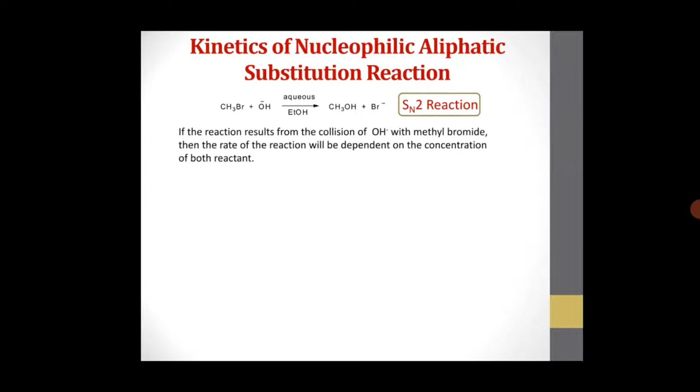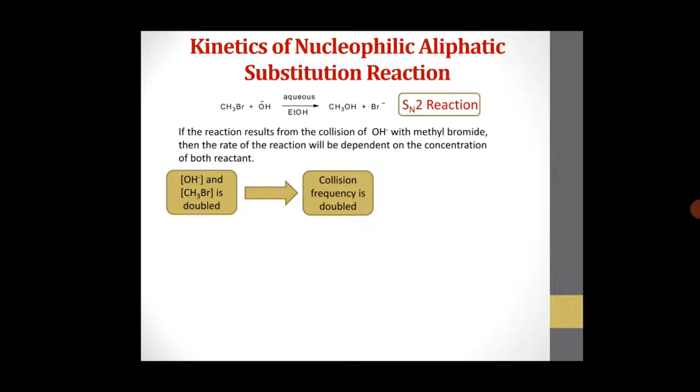Now, if the reaction results from the collision of hydroxide ion with methyl bromide, then the rate of reaction will be dependent on the concentration of both the reactants. If the concentration of hydroxide ion and methyl bromide is doubled, the collision frequency should double and the rate of reaction also should double.